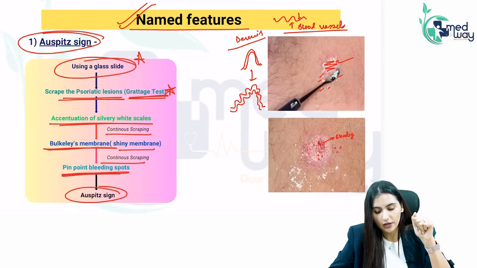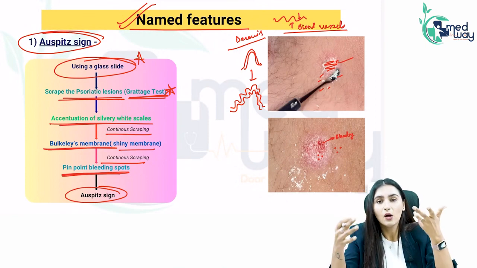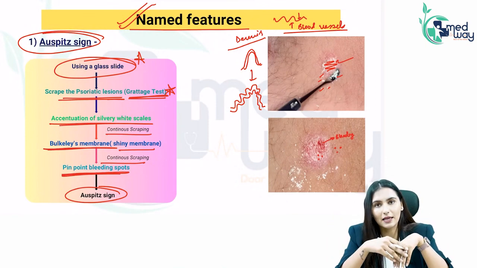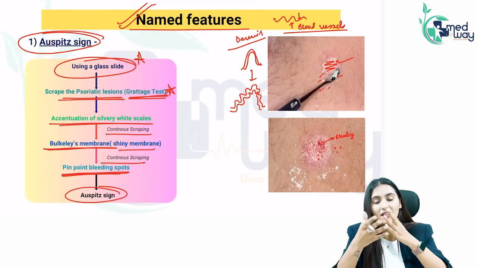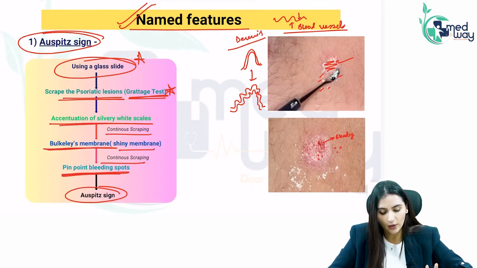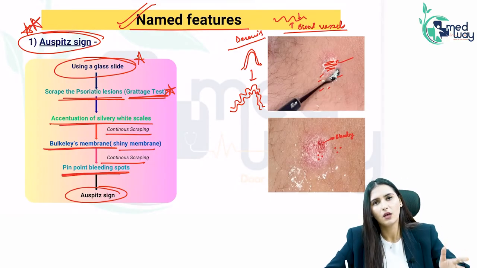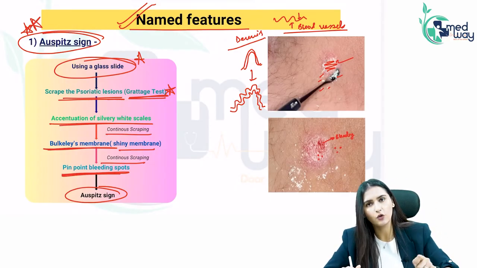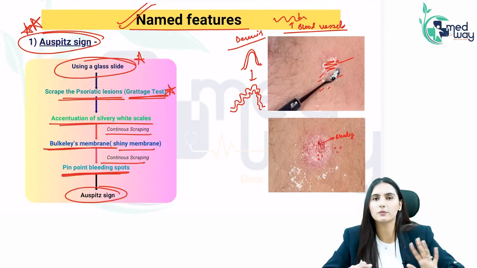What you did was a grattage test. You took a glass slide, you kept scraping till you see bleeding. Why was bleeding so easy on this skin? Because the dermal vessels have become tortuous and they've come very high up. So the minute you irritate them, they start bleeding. This is your Auspitz sign. This is a very important question. You need to know this. You kept doing the grattage test, you first saw the silvery membrane that was called Bulkley's membrane. You still kept doing it, and you saw pinpoint bleeding spots. This is your Auspitz sign.